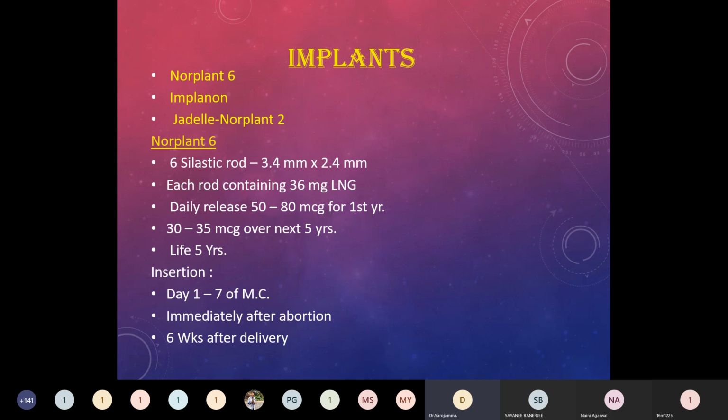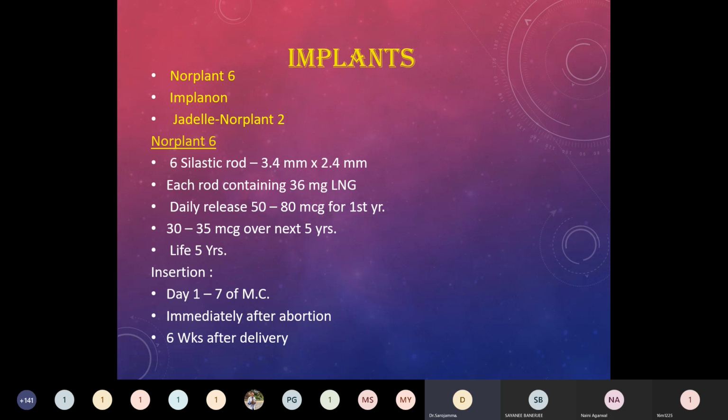And coming to implants, implants are kept in the arm. These are subdermal implants: Norplant 6, Norplant 2 and Implanon, that is a single implant, are available. These are progesterone preparations, and the mechanism of action, indication, contraindication, side effects are all the same as progesterone only pills or injections, but the implants are placed in the arm.